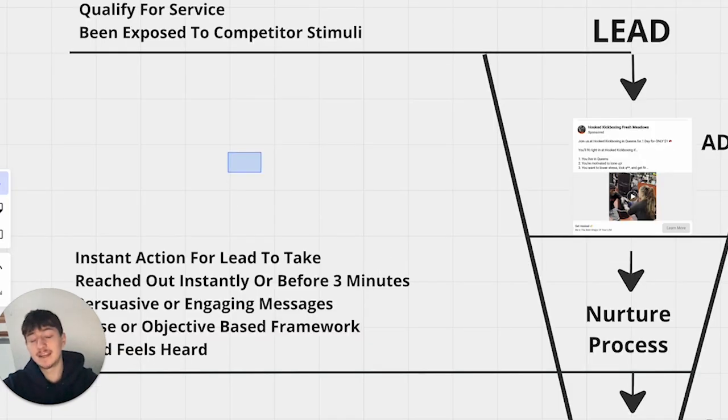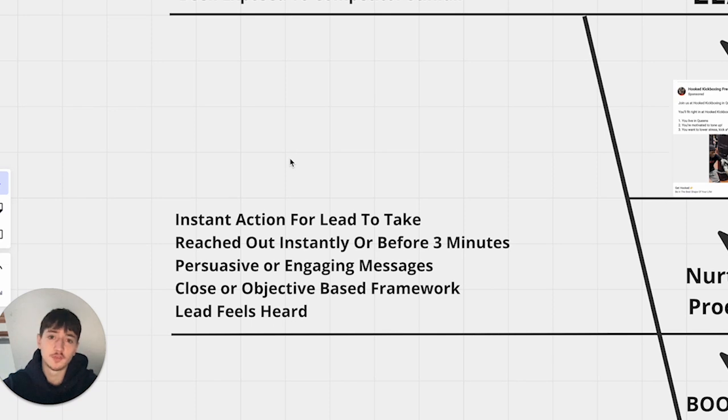Let's see. So the second a lead comes in through our pipeline, the lead is warm. So with this warm lead, do they have the ability to take instant action, right? Once they're in your pipeline, do they have something to do that can make them instantly book into a consultation or claim the pass, whatever? Do they have some sort of action they can take immediately once they book in the pipeline?